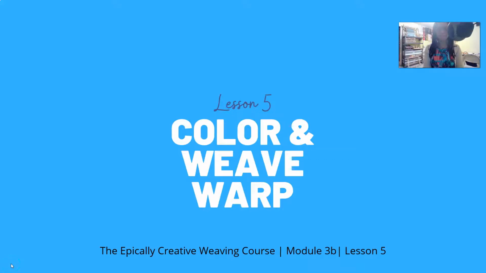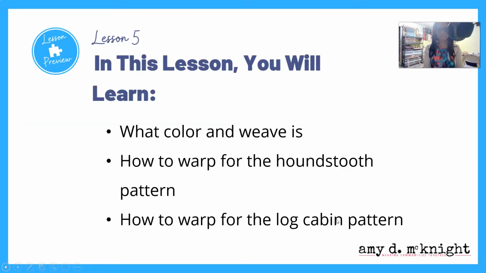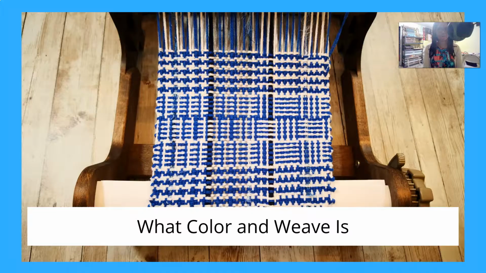Lesson 5, Color and Weave Warp. This is the Epically Creative Weaving course. I am your guide, Amy D. McKnight, and we are still in Module 3B. In this lesson, you're going to learn what color and weave is, how to warp for the houndstooth pattern, and how to warp for the log cabin pattern.